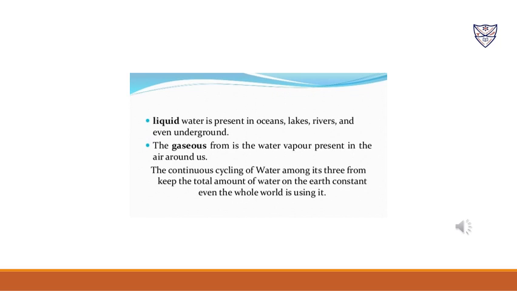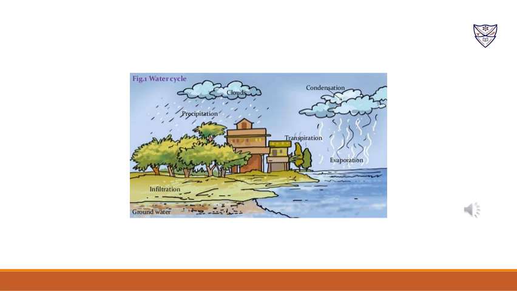As we have learned, solid water is present in the form of ice, the liquid form of water is present as water in oceans, lakes, rivers, and even underground as groundwater. The gaseous form is present as vapor. There is continuous recycling of all these forms, and that is what we learn in the water cycle. There are various aspects of the water cycle. Let us understand all the processes which are involved in it.